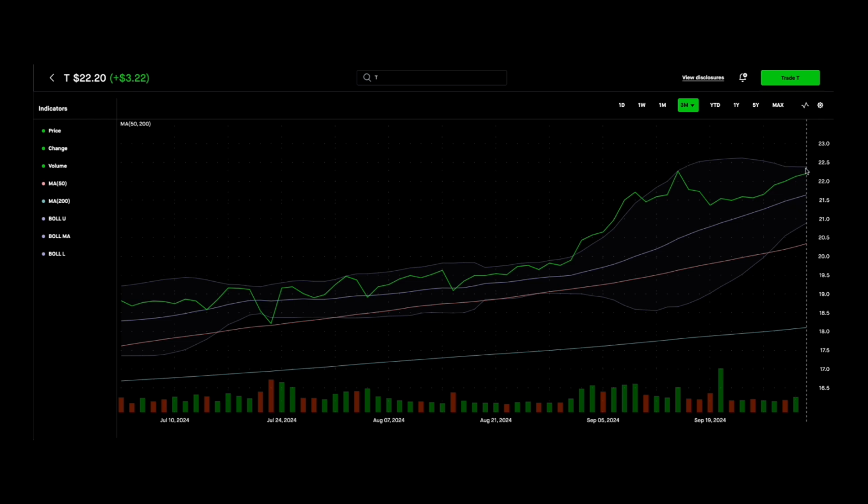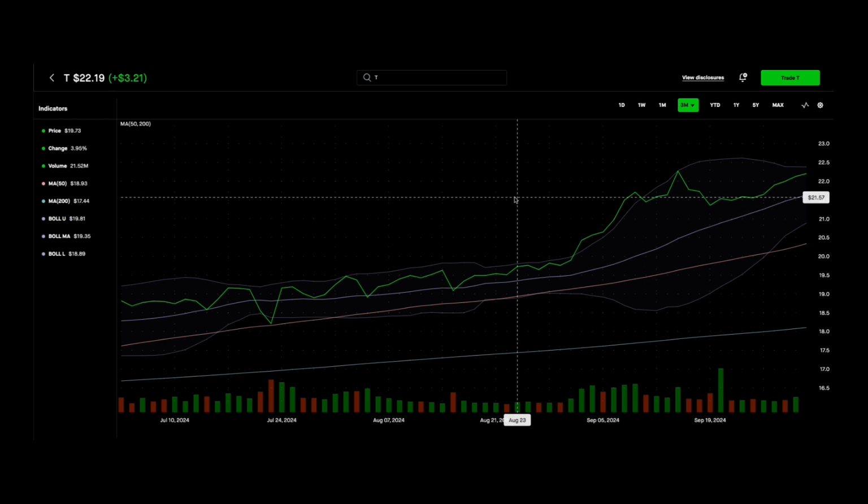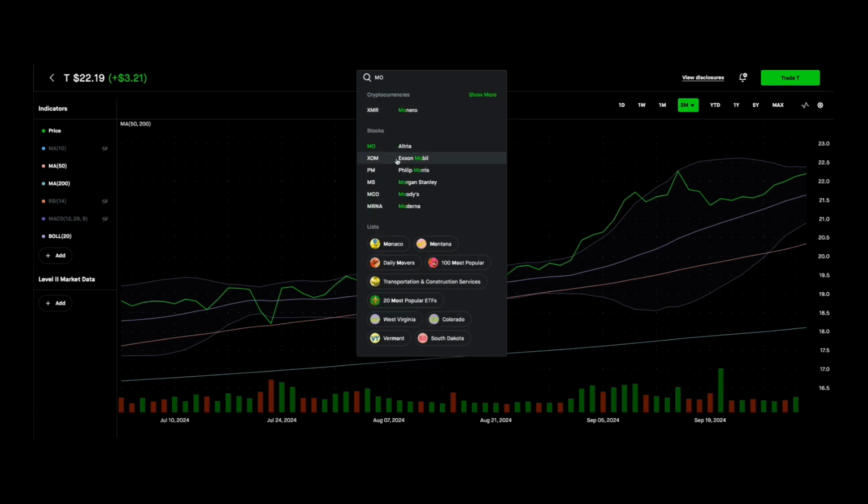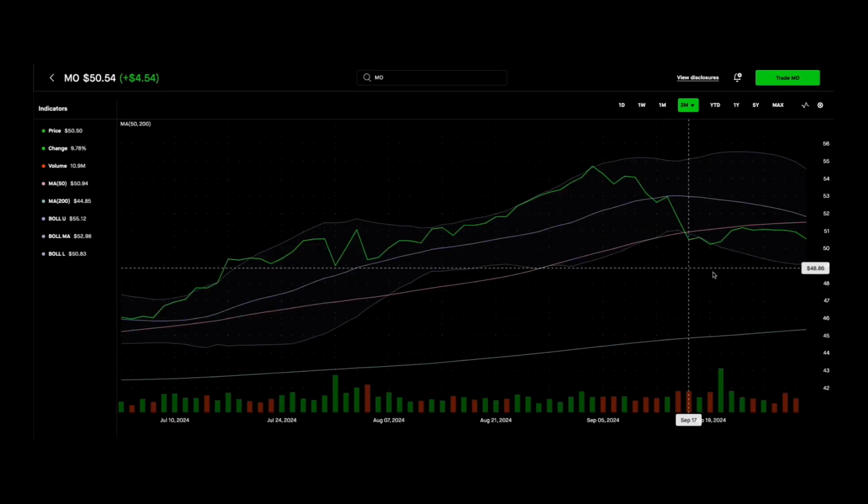So I'll just go with the Bollinger Band, right? You can see the Bollinger Band low level is at around, I would say, right below the 21 mark, right? So that would be a good point for a cash secured put for this stock. Similarly, you can do Altria, right? You can do the Altria and see where this stock is heading.